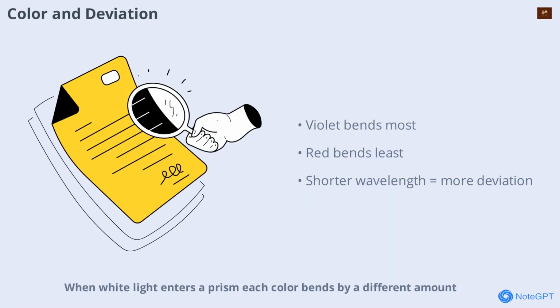When white light enters a prism, each color bends by a different amount. The deviation increases as the wavelength decreases. This means violet light with the shortest wavelength bends the most, while red light with the longest wavelength bends the least. This property is fundamental to how prisms create rainbows and separate white light into its constituent colors.